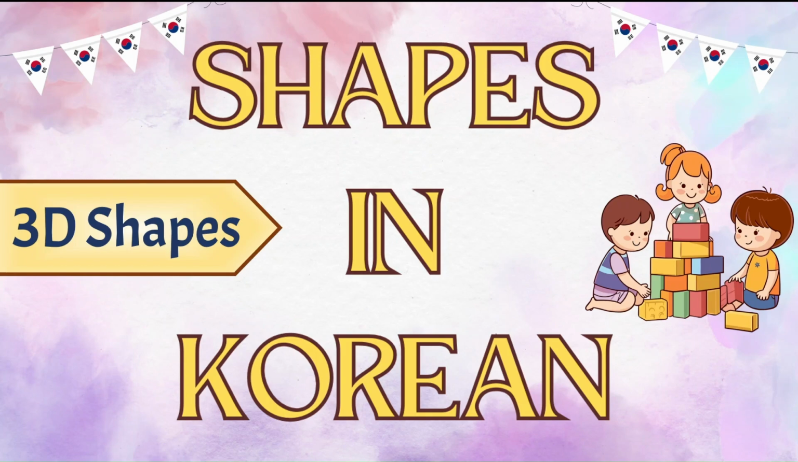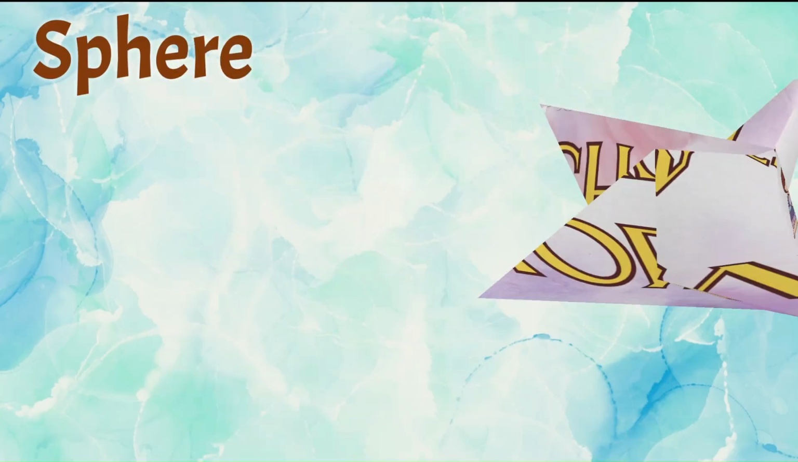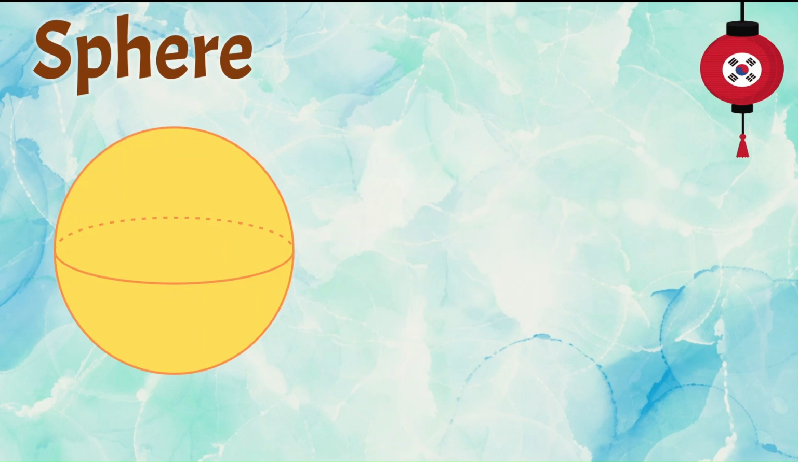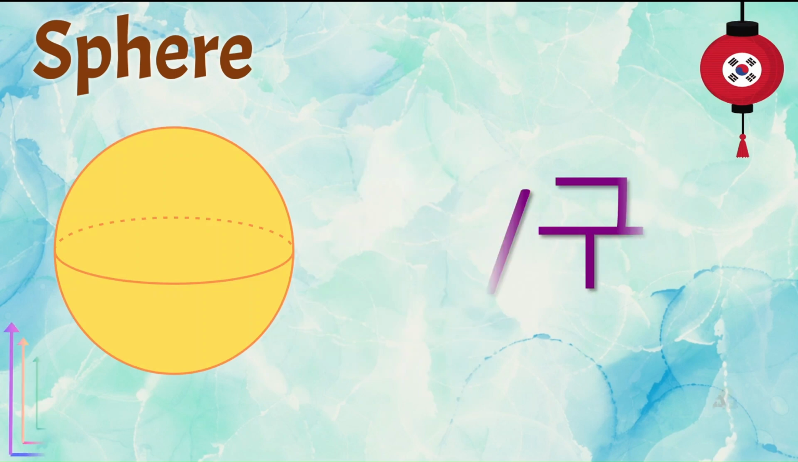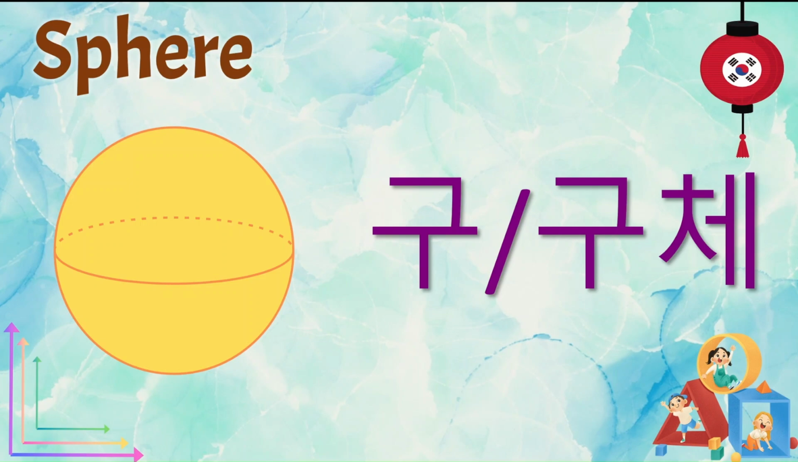Now, let's begin with this fourth part. So here comes the first shape, and that is sphere. In Korean, there are two ways to say sphere. One is 구, 구, and the second word is 구체, 구체. Both of these mean sphere in Korean. You can say 구체 or you can shorten it down to just one syllable, 구. Okay, so this is the Korean word for sphere.